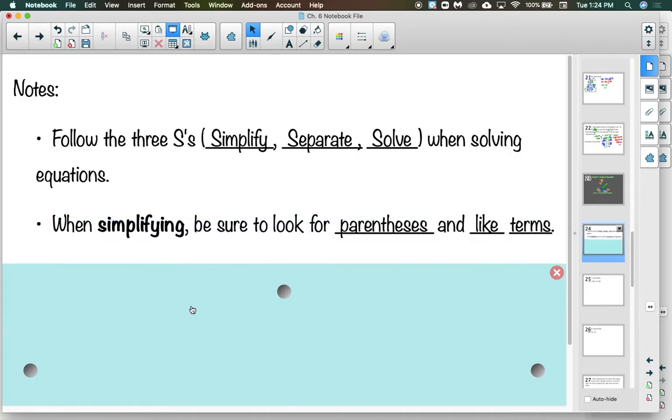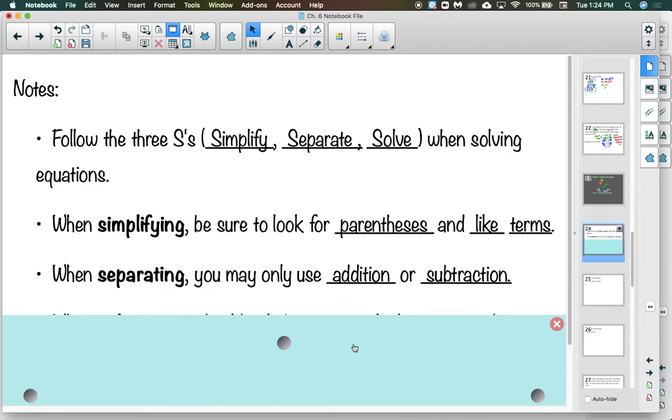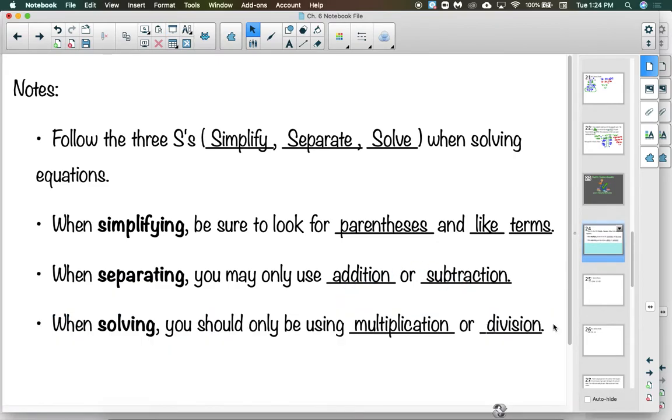When simplifying, just some hints to you. Be sure to look for parentheses and like terms. If you see parentheses or like terms, we are not fully simplified. When separating, you can only use addition and subtraction, and when solving, you should only use multiplication or division. So these are just some hints for each step along the way. Make sure you write these down. Make sure you study these.